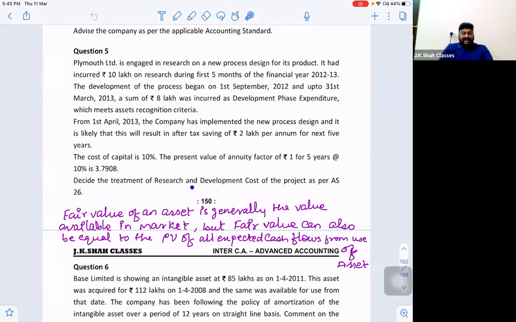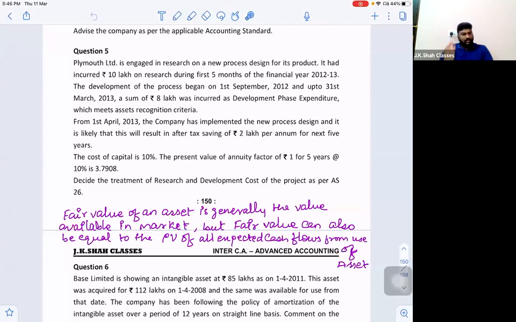Decide the treatment of R&D cost of the project as per AS 26. Now, sir, research, no problem. Research cost 10 lakhs debit to P&L. But, sir, what is to be done with respect to development cost? Sir, it is very simple now, sir. 8 lakh rupees development cost is given. So it has to be directly capitalized in the balance sheet as an intangible asset.